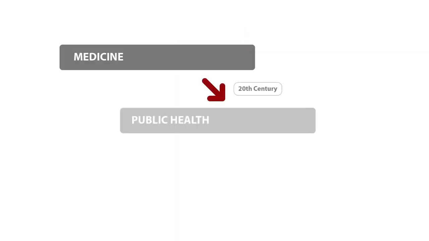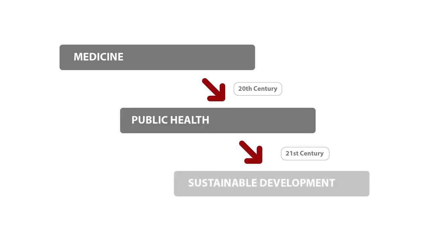So as we see how medicine has evolved over the 20th century into public health, we see that in the 21st century, public health itself is being positioned in the overall ambit of sustainable development, since public health is so critically vital to sustainable development. At the same time, it draws its strength and sustenance from action in multiple sectors which act on multiple determinants of health, and they feature in the sustainable development agenda.